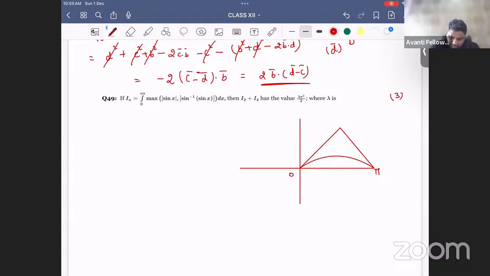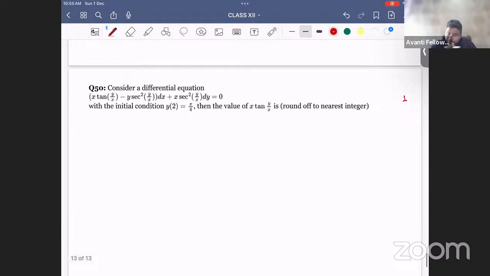So what is your In? In is what? 0 to n pi magnitude of sine inverse of sin x dx. Now you can calculate. Just find this area in 0 to pi and do it n times. Got it? Now the last question of this paper.